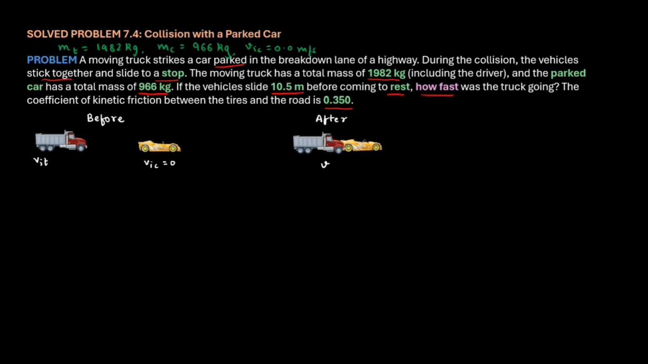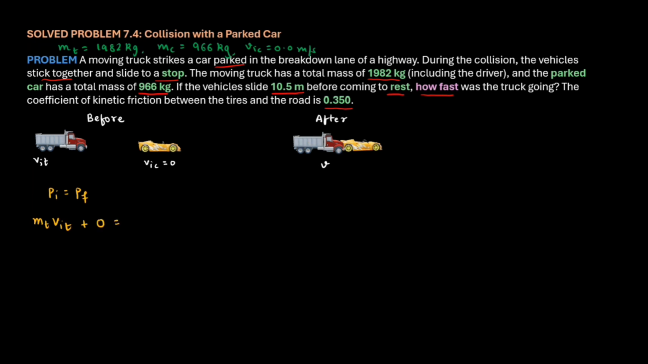Now, this is an example of inelastic collision, and we are going to use the law of conservation of momentum to find the final speed v with which the car and the truck were moving after collision. So from the law of conservation of momentum, we know that momentum before collision must be equal to momentum after. So we write P initial equal to P final. Momentum before collision is the sum of momentum of the truck and the car. So for the truck, we write mass of the truck times velocity of the truck. Since the car is initially parked, it has velocity 0, and since its velocity is 0, momentum of the car before collision will also be 0.